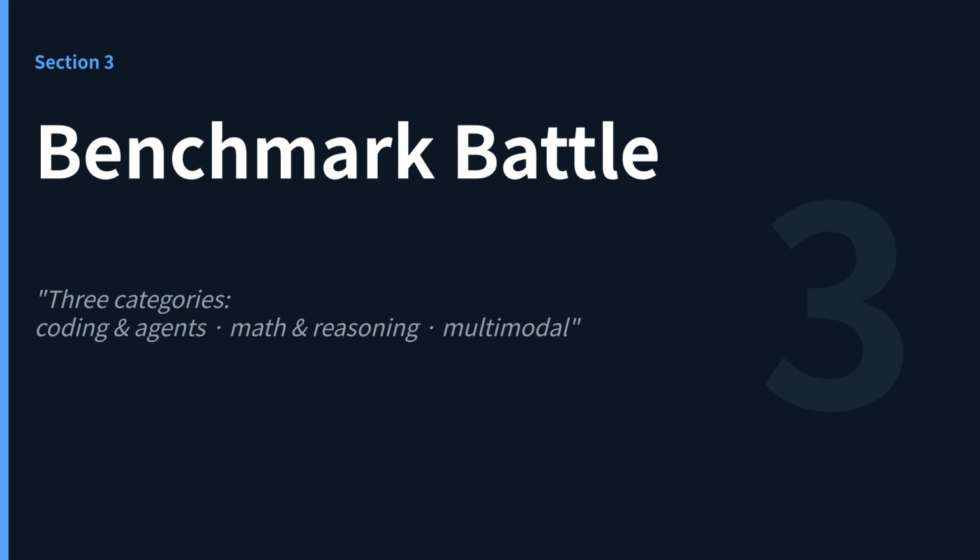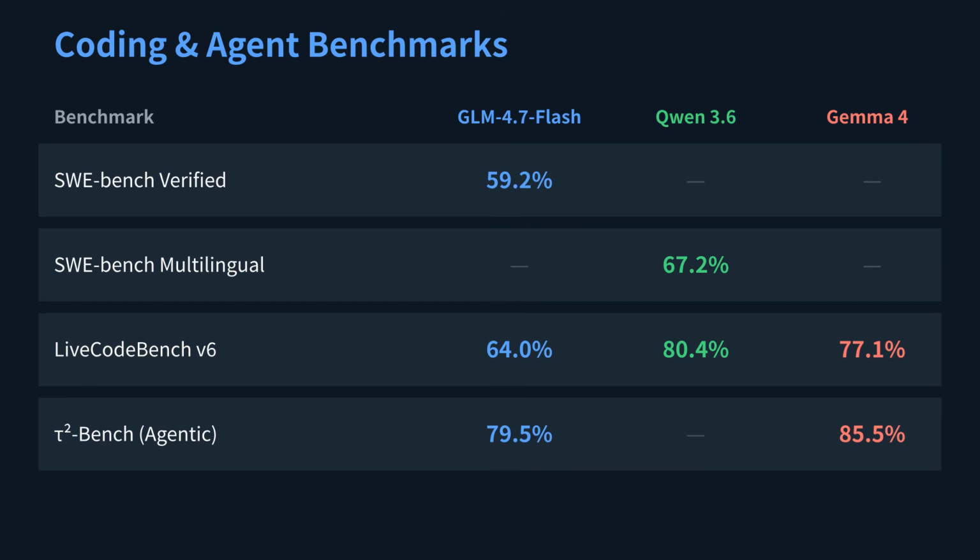We'll walk through 3 categories: coding and agent capabilities, mathematical reasoning, and multimodal performance. These benchmarks aren't perfect, but together they give us a strong picture of where each model excels and where it falls short. Starting with coding and agent capabilities, the area most people care about. For SWE Bench Verified, which tests autonomous bug fixing on real GitHub repositories, GLM-4.7 Flash scored 59.2%.